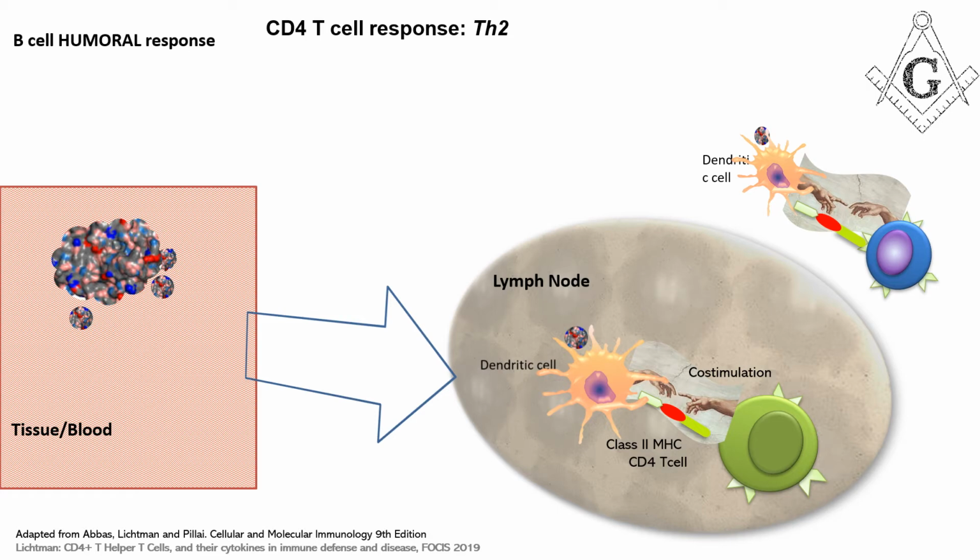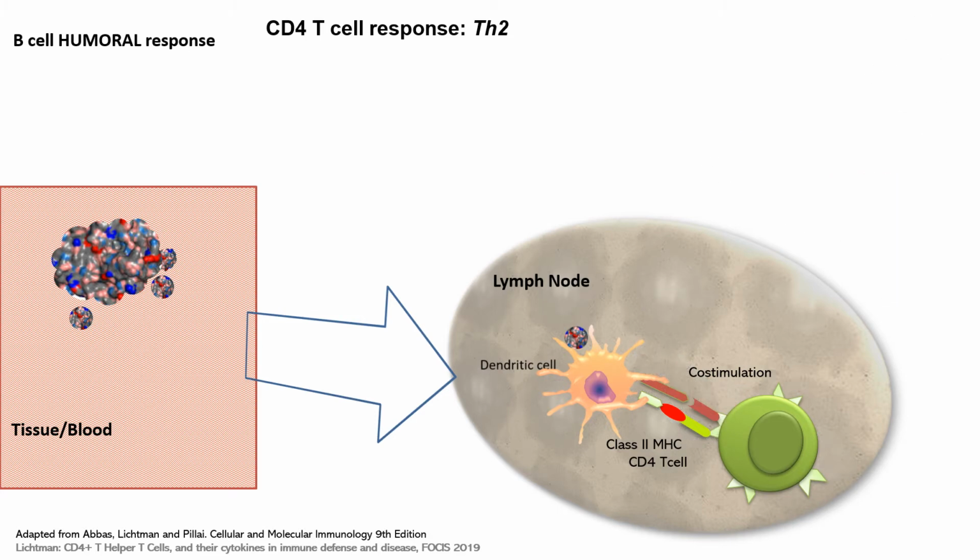Each one is different, and each one of these handshakes are going to trigger a different response in the T cells. So in this case, we're going to be producing interleukin-4, and that is going to differentiate the T cells in this lymph node as Th2 cells. They proliferate, and this is what makes the lymph nodes grow.